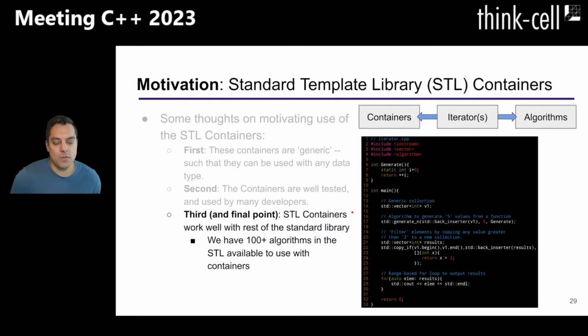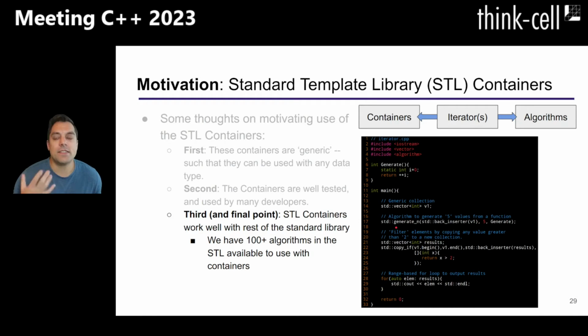And the third and final point, again, because they're part of the standard template library, they work well with things like the algorithms and iterators that are provided with C++. So you can kind of see that iterators are the glue between where I'm storing my data and how I'm accessing it and what I want to actually do with that data on the algorithm side of things. And here's just a small example showing you how to filter some data that's been generated.